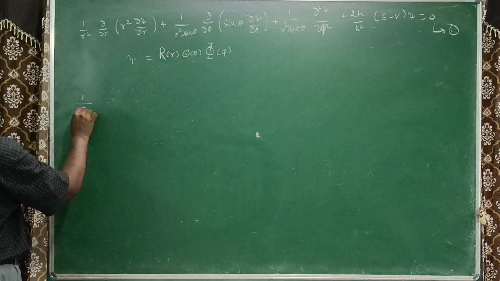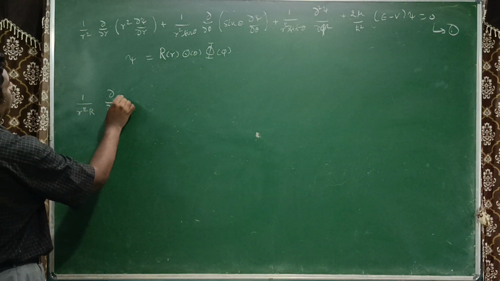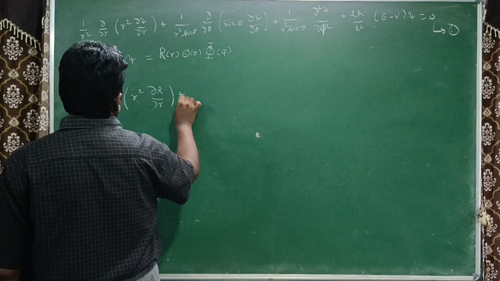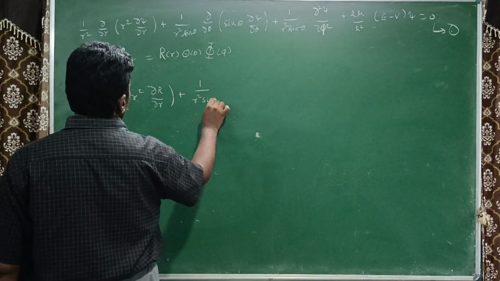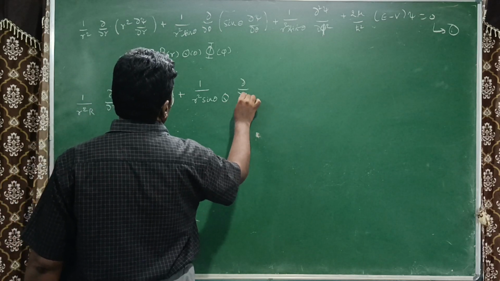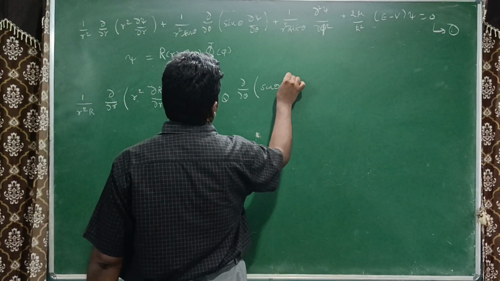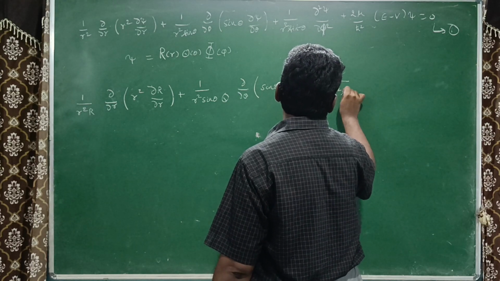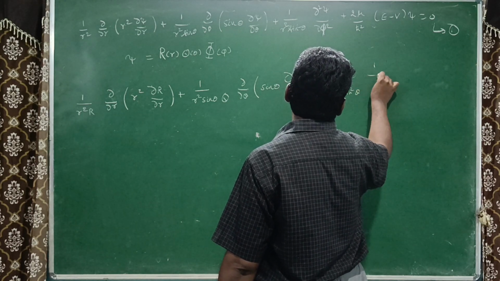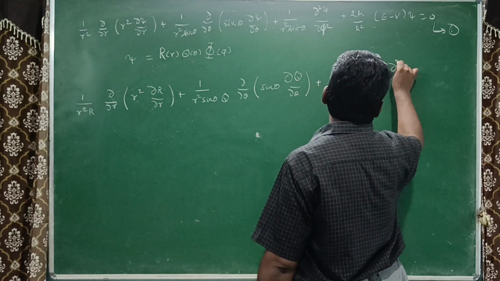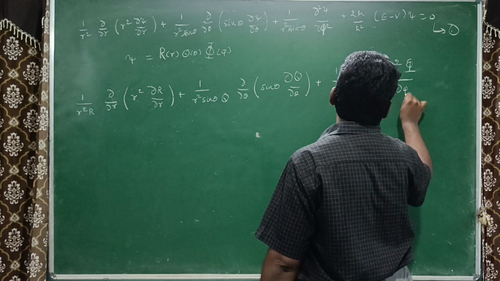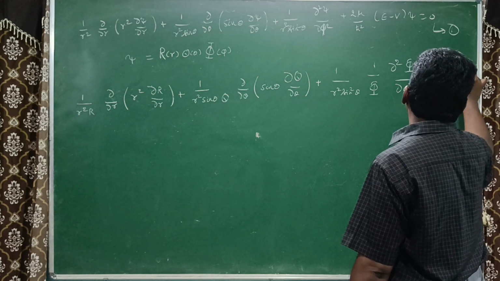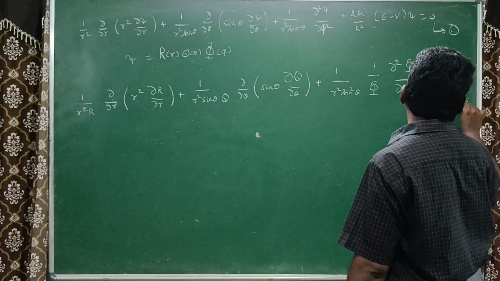This is 1 by r square, 1 by capital R, dou by dou r of r square dou capital R divided by dou small r, plus 1 by r square sin theta into 1 by capital Theta, dou by dou theta of sin theta dou capital Theta by dou small theta, plus 1 divided by r square sin square theta into 1 divided by capital Phi, dou square capital Phi by dou phi square, plus 2 mu by h cross square into (E minus V) equal to 0. So this is equation number 2.